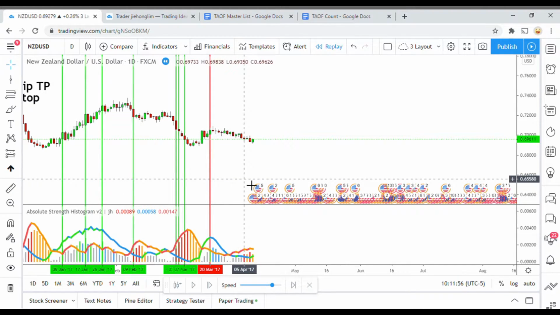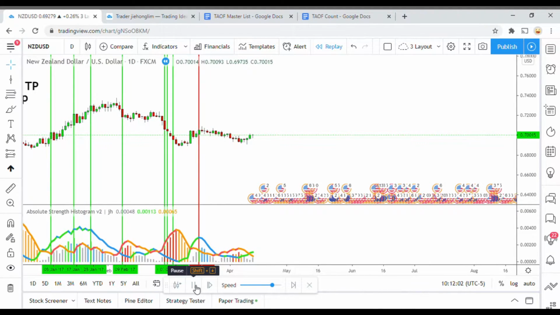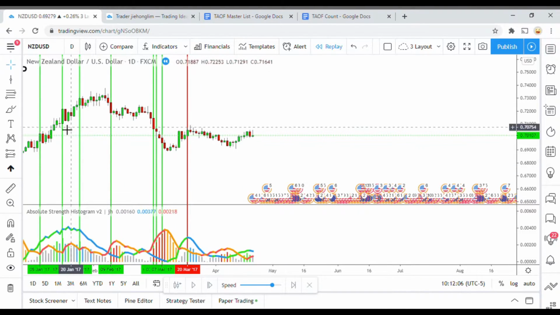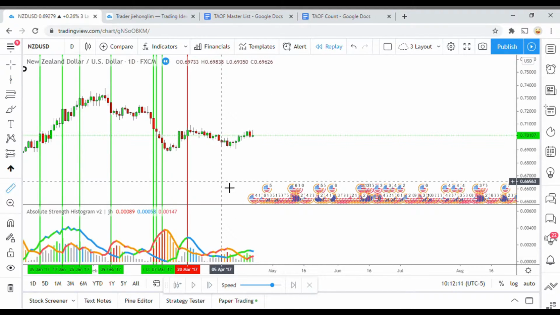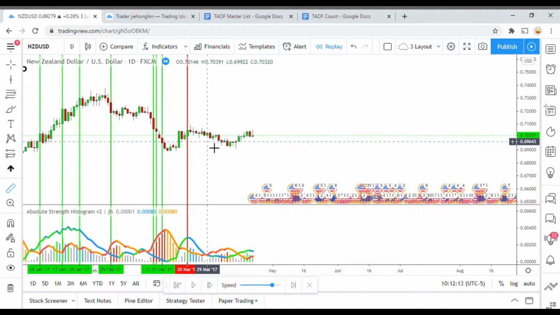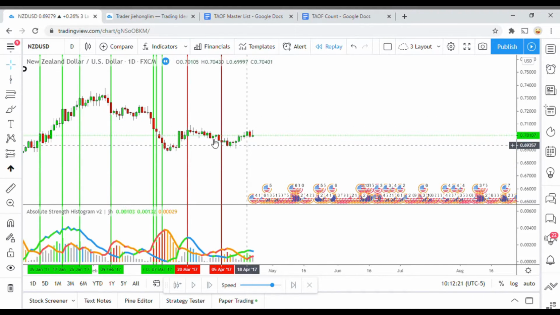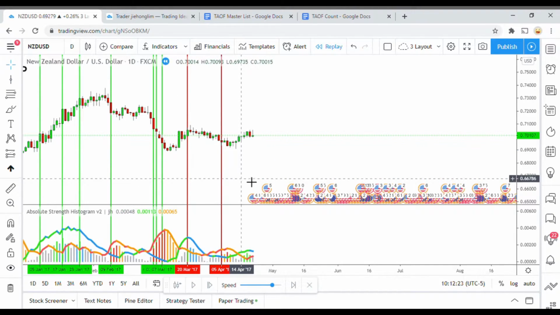There we go. We get this flip to the downside right here. Let's go ahead and play this one out and see where it goes. Let's see. This one here. Let's measure that out. Nope, didn't quite get us to take profit. And so we would have taken another losing trade right there on that one.